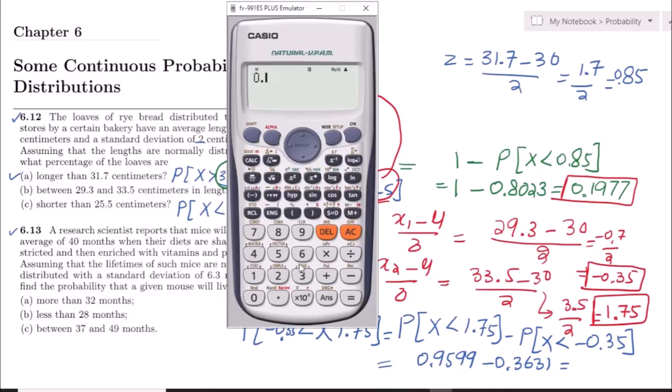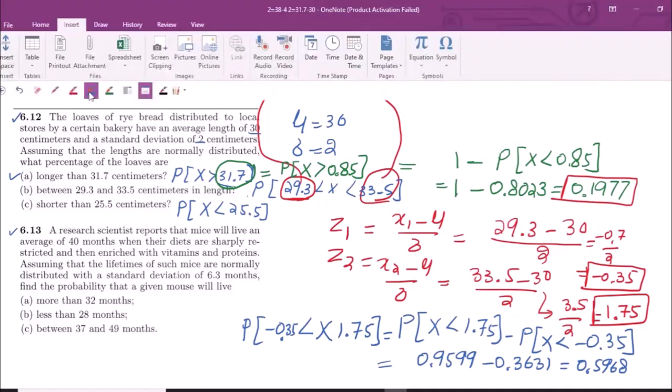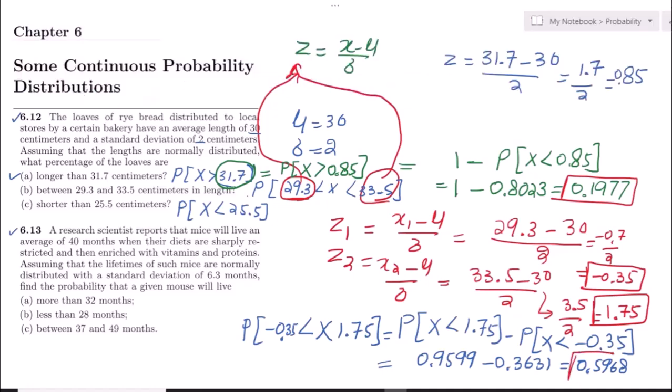So 0.9599 minus 0.3631. Okay, so here it is 0.5968. So 0.5968, and that is basically the solution of part B of my question. For this one, it is very easy.